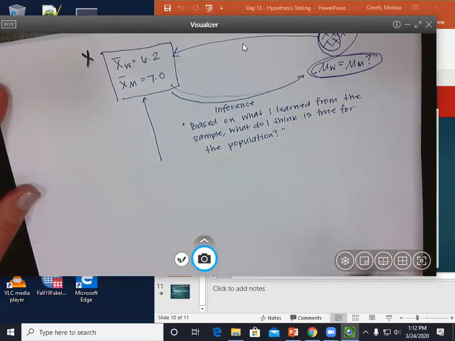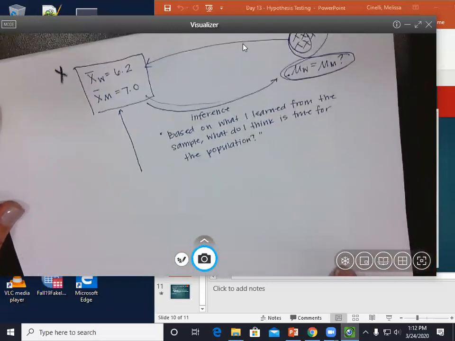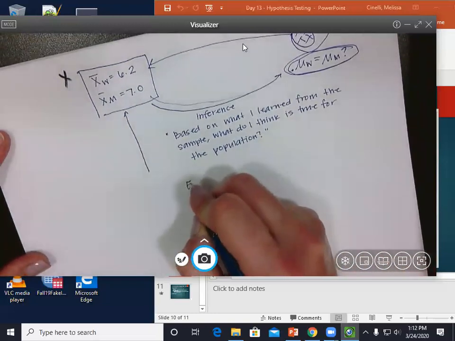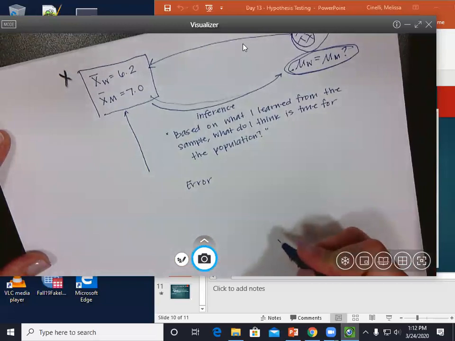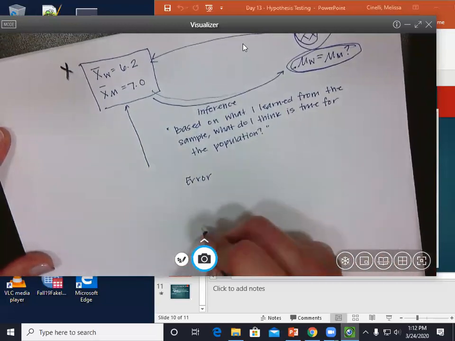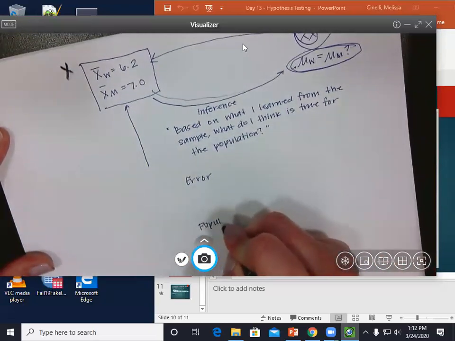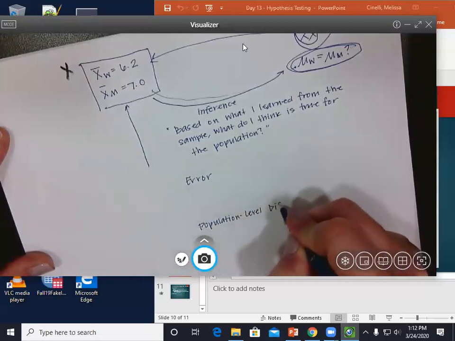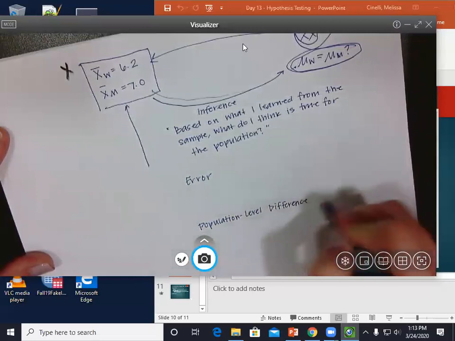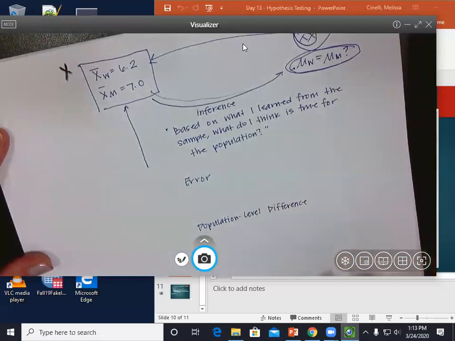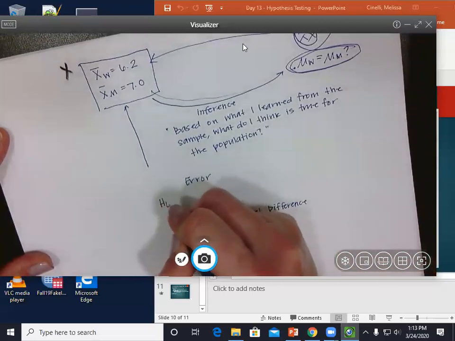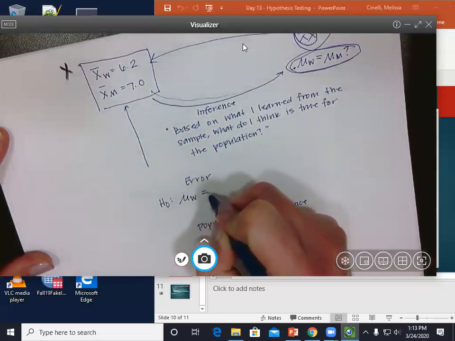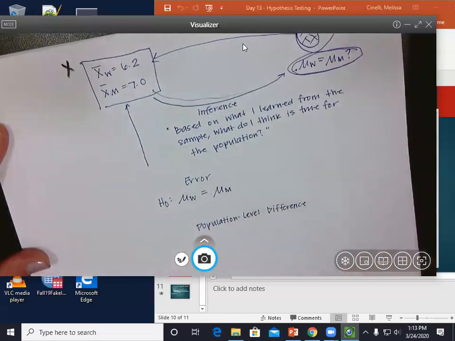But as we mentioned before, there are two possible reasons why this could happen. All right, the first possible reason is error. The second possible explanation for this difference is that there really is a population level difference. These two possibilities are expressed in our null and alternative hypothesis. All right, so our null hypothesis would say that the mean at the population level, the mean for the women is equal to the mean for the men.